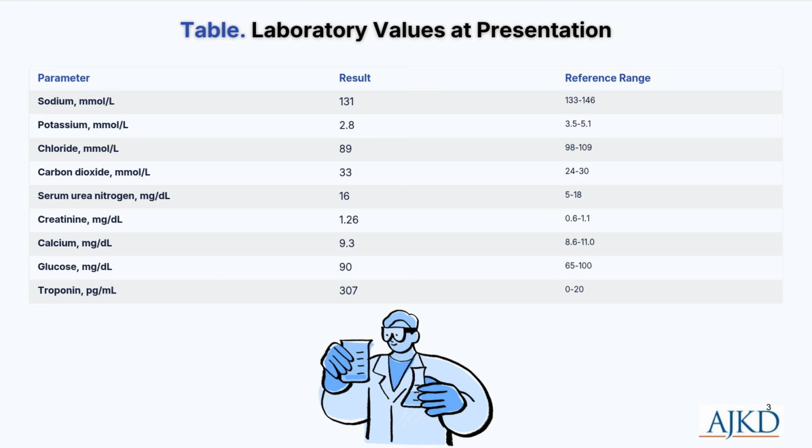Creatinine is 1.26, which is mildly elevated for a healthy teenager. So the kidneys are already under stress, as we mentioned. Then you see a troponin of 307. This is not a primary cardiac case, but it reflects end organ injury from extreme blood pressure and stress.